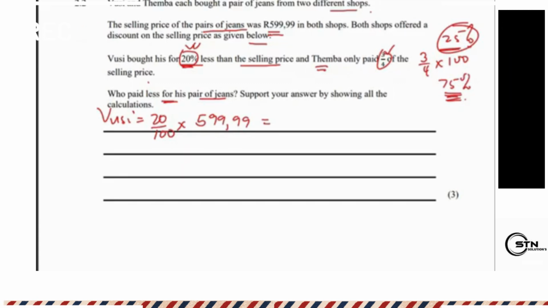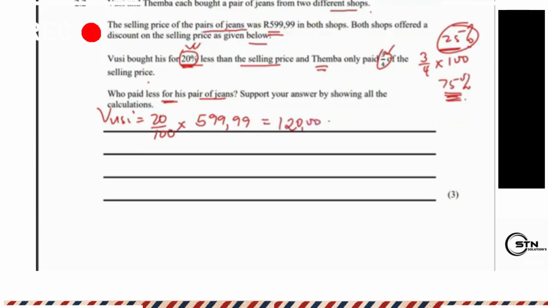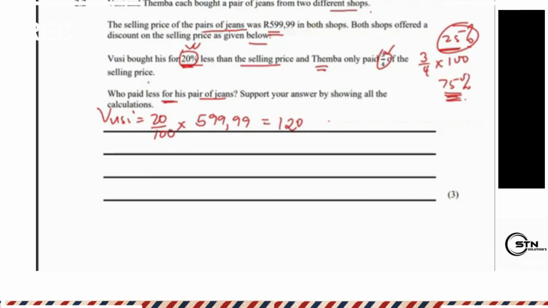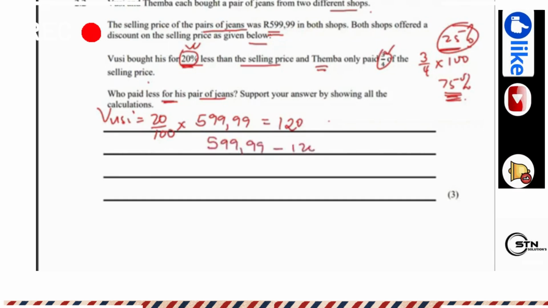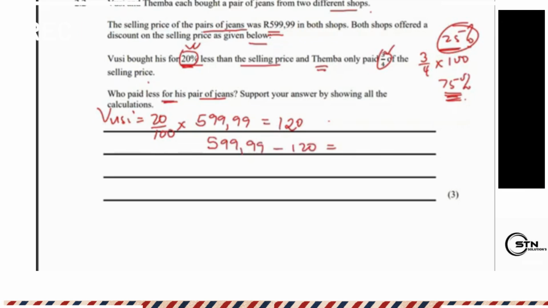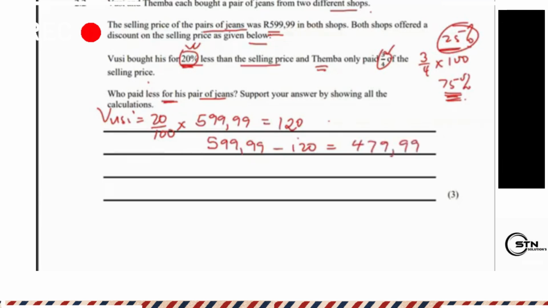998, which is the same as 120 when rounded off to 2 decimals. So if it is 120, this is 120 less. So what did he pay? 599.99 subtract 120, which means this guy paid 479.99. Okay, that's Vusi.